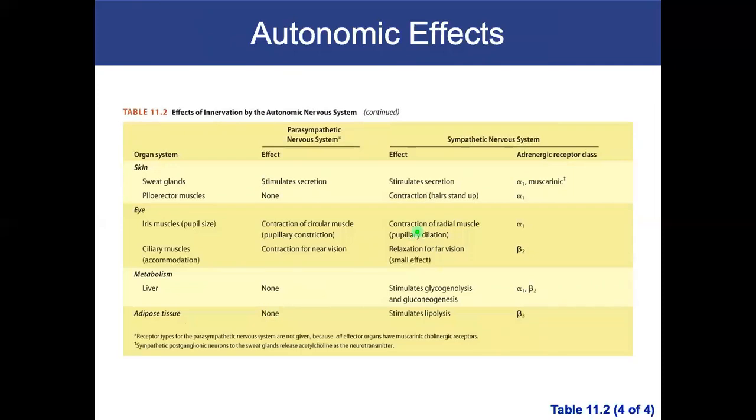Okay, and you can look through these. It's really interesting now that you've gone over metabolism with the liver and the adipose tissue. You can appreciate that the sympathetic nervous system stimulates glycogenolysis, which is breaking down glycogen, or gluconeogenesis, which is making new glucose from fats or proteins, or stimulates breakdown of lipids as well.